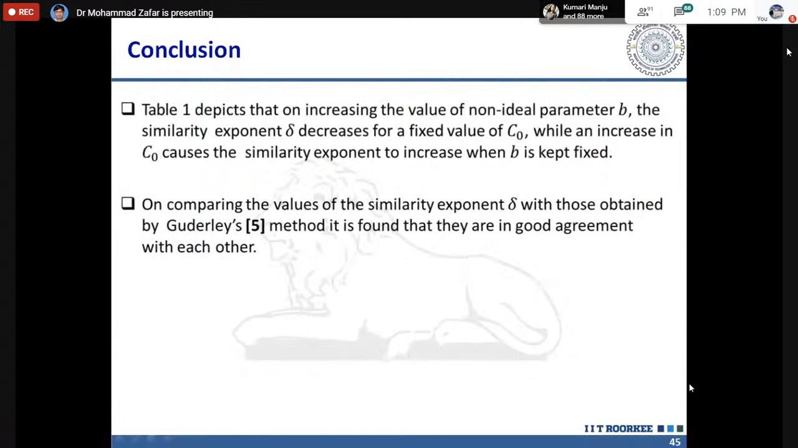Also, the table conclusion we can see. Table 1 depicts that on increasing the value of B, the similarity exponent delta decreases for a fixed value of C naught, while an increase in C naught causes the similarity exponent to increase when B is kept fixed. On comparing the values of similarity exponent delta with those obtained by Goodall's method, it is found that they are in good agreement with each other. Next slide, please.